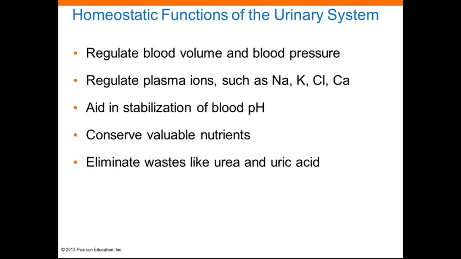One of the ways that the urinary system can regulate the blood volume and pressure is by adjusting the volume of water lost in urine. And the kidneys, remember, release erythropoietin and renin.